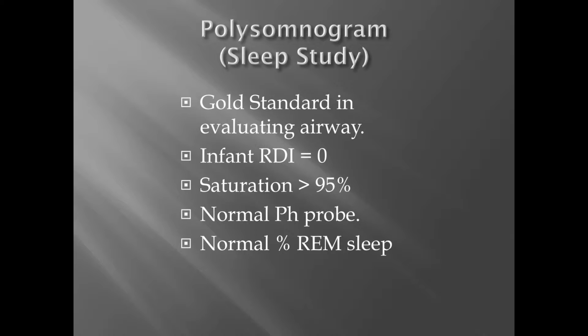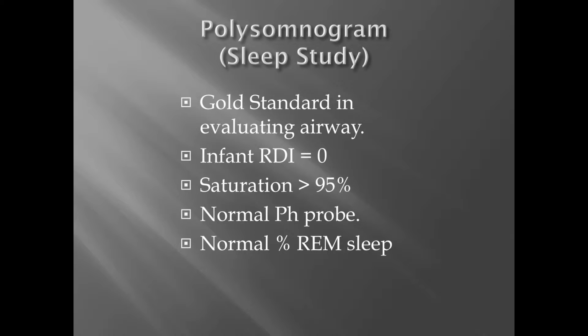In an infant, the RDI, what we call respiratory disturbance index, or number of events, should be around 0. In other words, an event is when you stop breathing or you have a shallow breath. And oxygen saturation is also measured. It should be over 95%. And a normal pH probe.